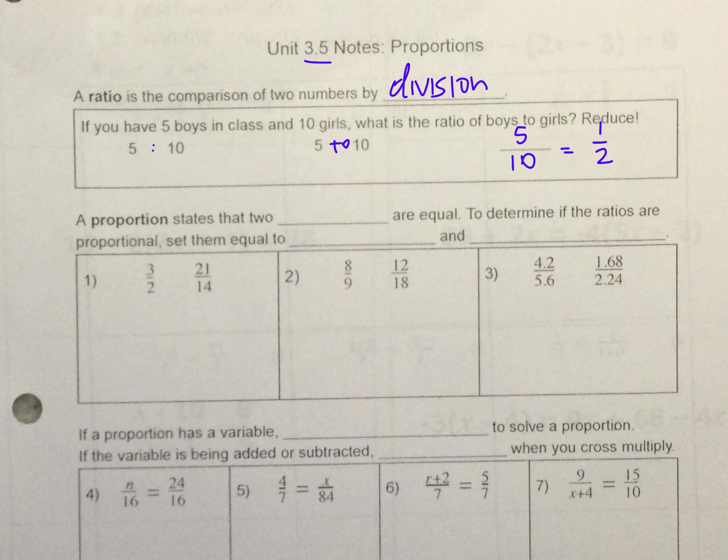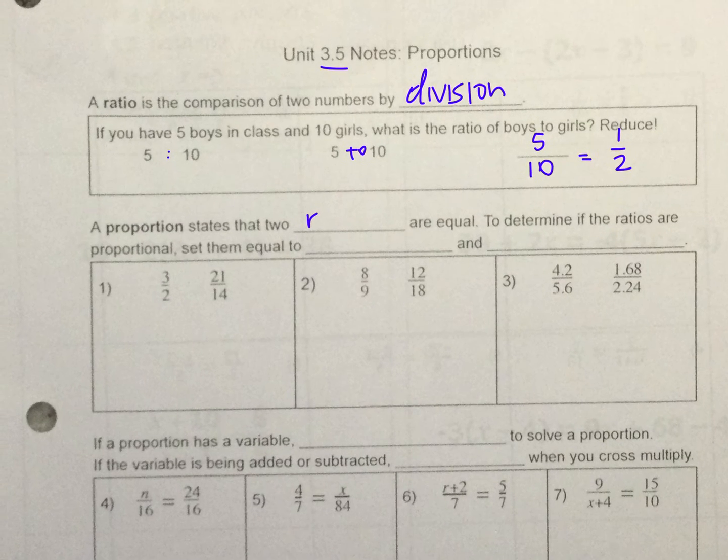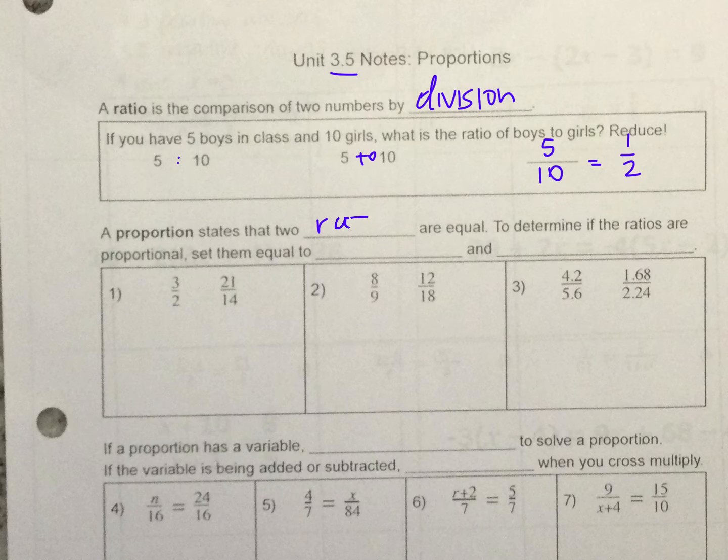A proportion tells me that two ratios are equal. To determine if the ratios are equal proportions, set them equal to each other, and then we're going to cross multiply. And you should have learned to cross multiply a long time ago, so this will hopefully just be a refresher. So I set 3 over 2 equal to 21 over 14. And now all I'm going to do is cross multiply.